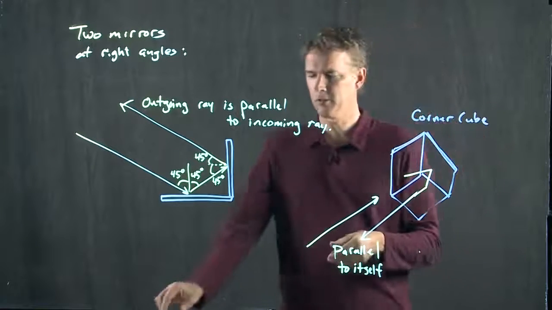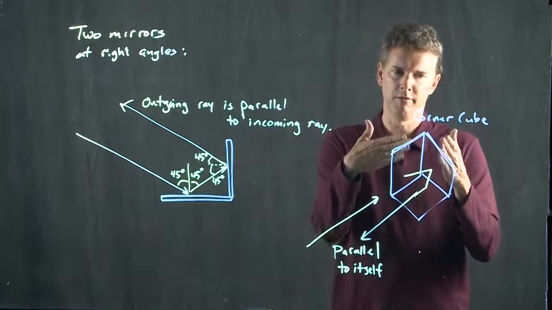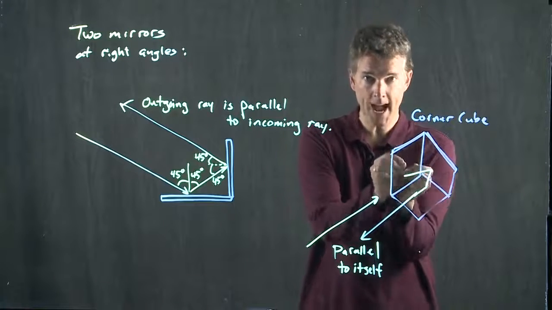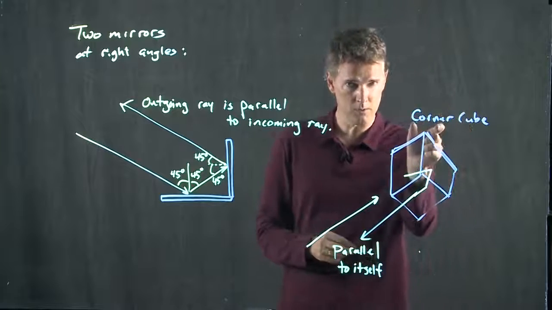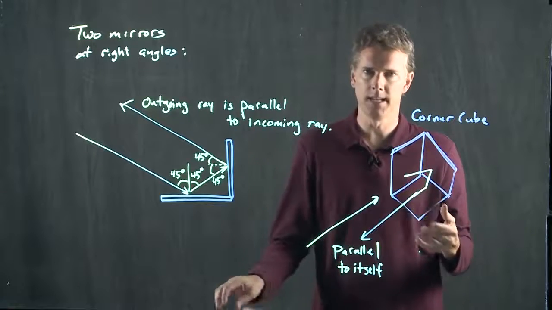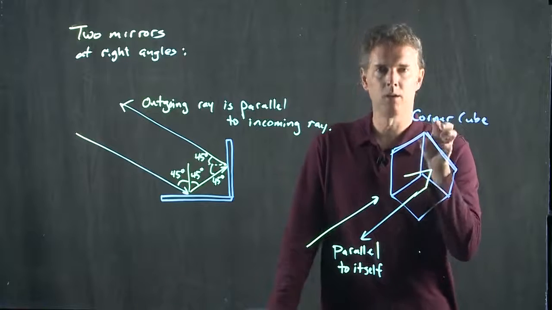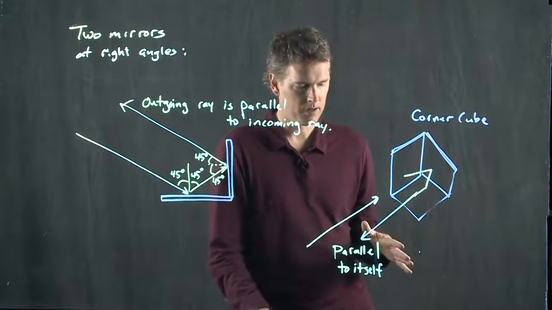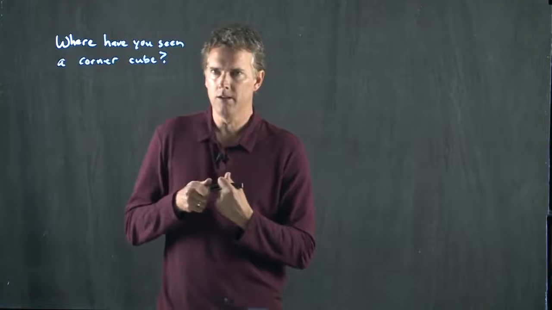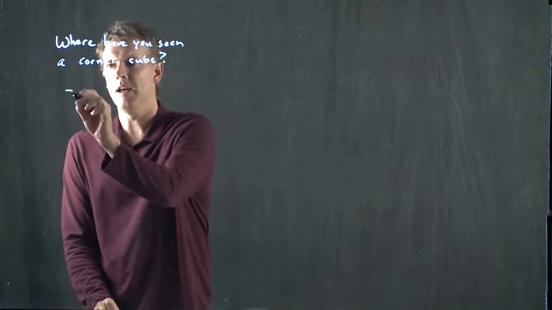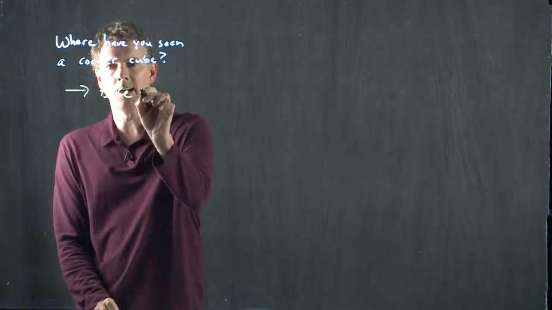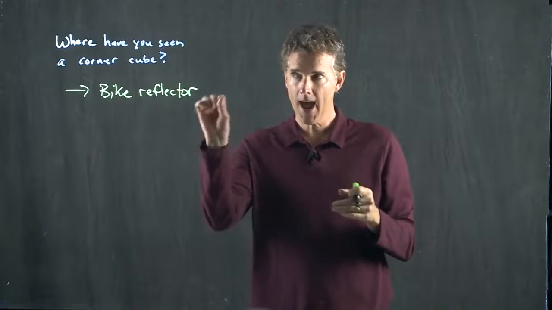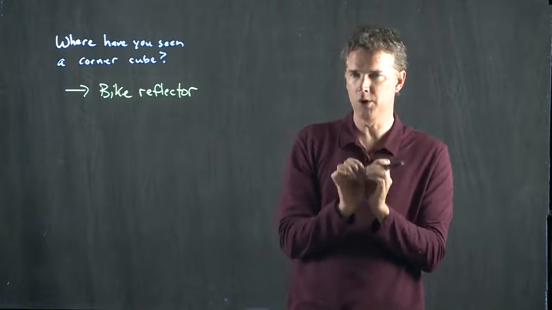And it's used in physics quite a lot, but you are in fact familiar with this device, okay? I can guarantee you that at some point today, you have come across a corner cube in your regular daily life. Where have you seen one of these things? Where have you seen a corner cube at some point today? All right? Chime in. The answer is anywhere you see a reflector, like on a bike. Okay? A bike reflector has a whole bunch of little tiny corner cubes in it.